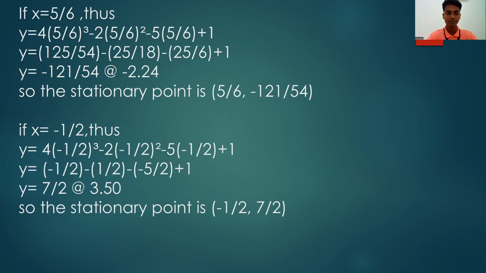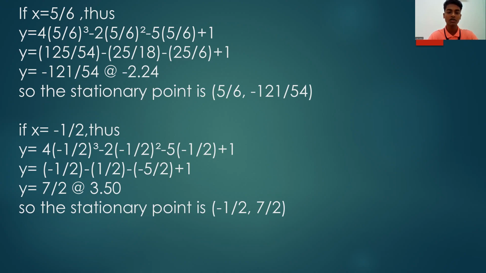So the next step, when we have found the values of x, is that to find the value of y, we just need to put it back in the first equation. So y is equivalent to 4 times (5/6)^3 minus 2 times (5/6)^2 minus 5 times 5/6 plus 1. So the value for y should be -121/54 or -2.24.